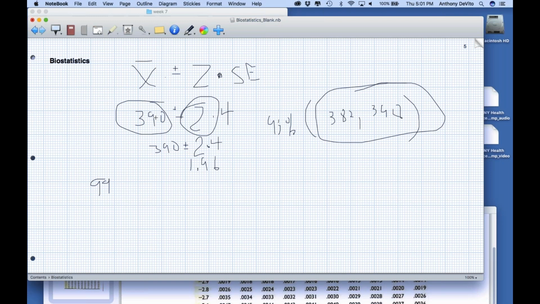But now if I was willing to sacrifice my accuracy, and I was willing to say I only need to be 90% sure, well, then I can use 1.64. So now it becomes a smaller number you add and subtract: 1.64 times the standard error. And that's a smaller number that you add and subtract. Okay, so that's it. That's all there is to this. This doesn't really get much more complicated than that.